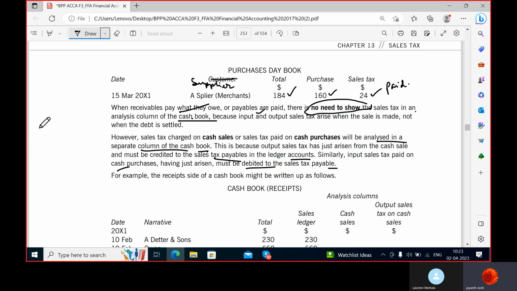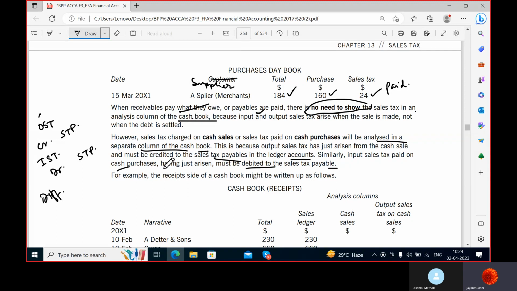So the effect will be different now. When we are collecting output sales tax on cash sales, that will be credited to the sales tax payable ledger. When we are paying input sales tax, that will be debited to the sales tax payable ledger. Only in this scenario do we come to know the difference which is to be paid ultimately to the tax authorities. That's the reason we show it in the cash book whenever there are cash purchases or cash sales. Is this point clear? Clear, ma'am.